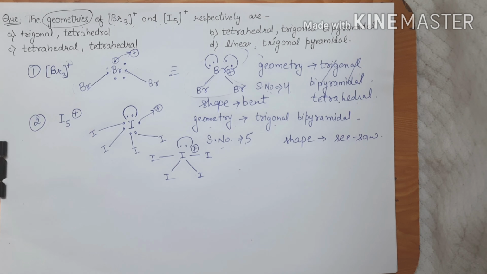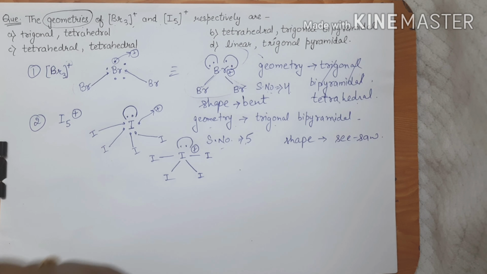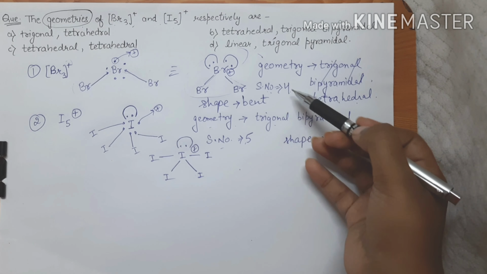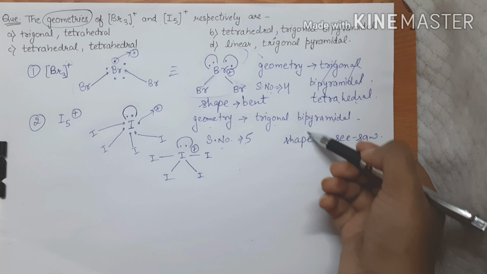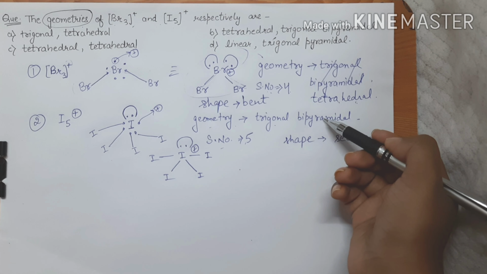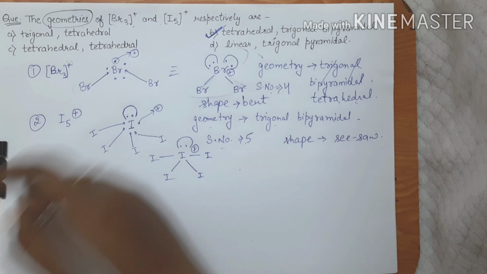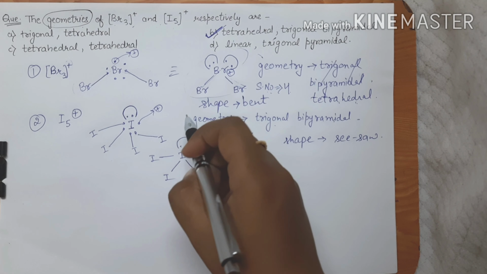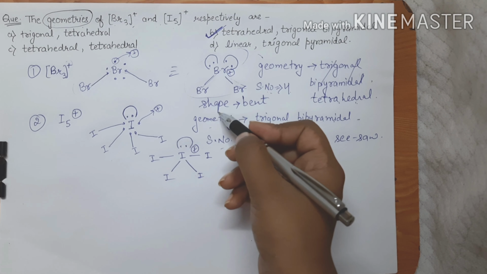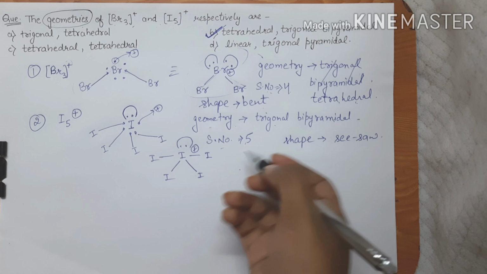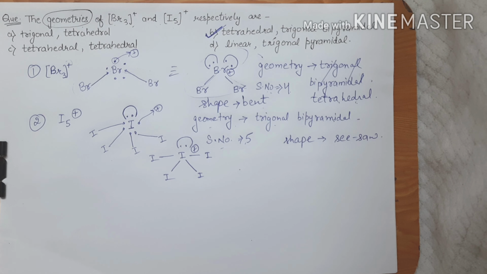So here we have got the answers. The first geometry is tetrahedral and the second is trigonal bipyramidal, right? So the correct option is B. And if they ask you about the shape, then you know for first the shape is bent and for second the shape is seesaw. So this is all about this question.